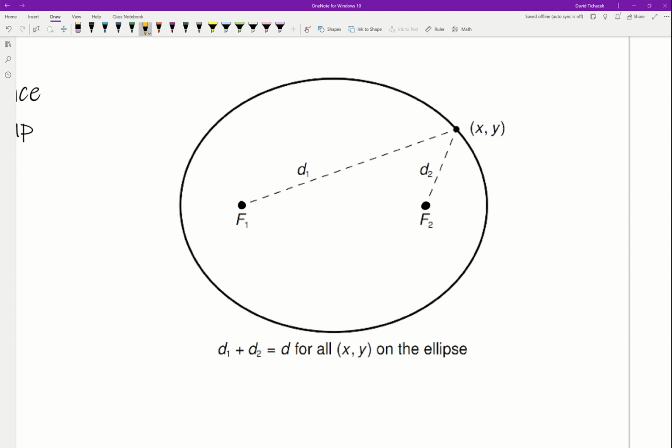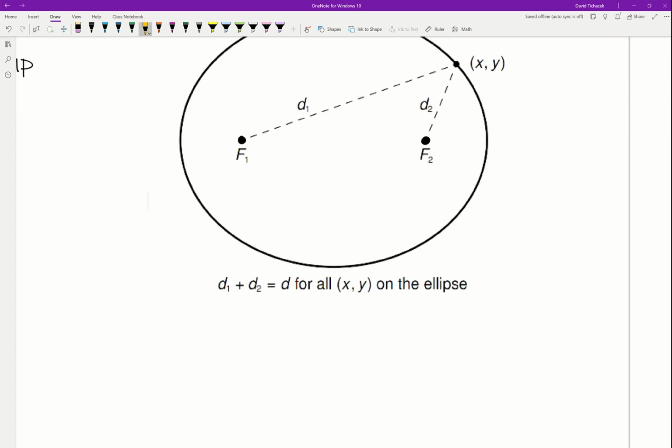And I just pull that string so that it's taut, and then drag a pencil tip along that string to create this entire shape here. That's what we would call, of course, an ellipse. And that's how we would define it mathematically, is that D1, that distance, and D2 are always going to add up to the same thing no matter what point on the edge of your ellipse you are at.